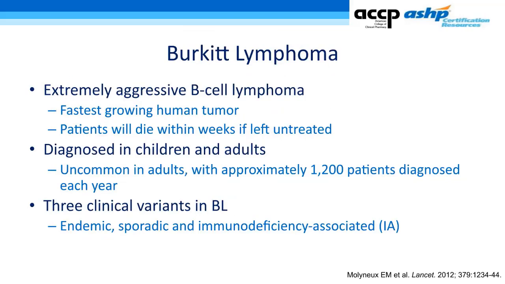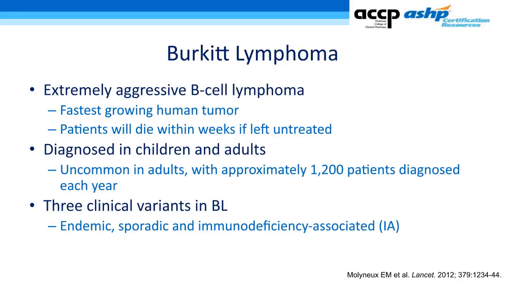And our last B-cell lymphoma is Burkitt's lymphoma, which is a highly aggressive non-Hodgkin's lymphoma. Some references say this is the fastest growing human tumor, and we are very certain that if patients are left untreated, their life expectancy is only weeks. This is somewhat uncommon in adults. There's only about 1,200 patients diagnosed every year.